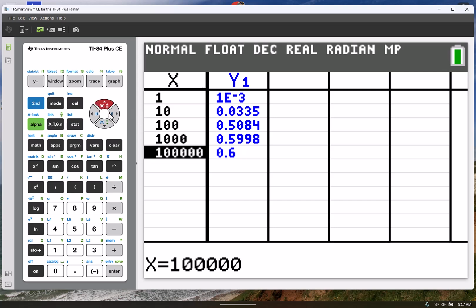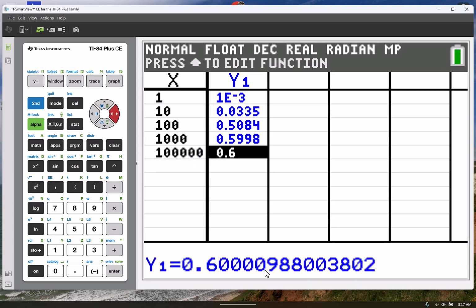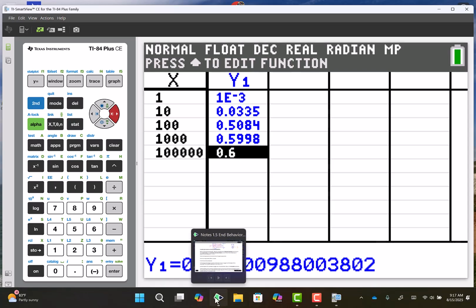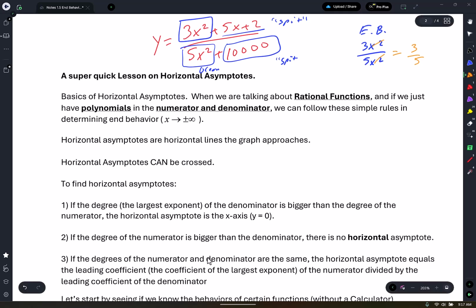It's not 0.6, guys. If you hover over it, look what it is. But I'm approaching 0.6. So it's probably going back and forth, up and down a little bit, because I can see I was below 0.59 and I'm a little bit above 0.6 there. So horizontal asymptotes you can cross. But you can see what I'm approaching as x gets larger and larger. It's approaching 0.6. Does that make sense, guys? Okay. So I just want you guys to see that.